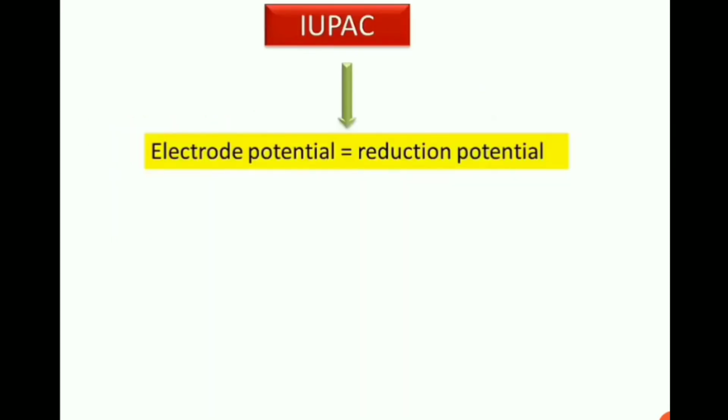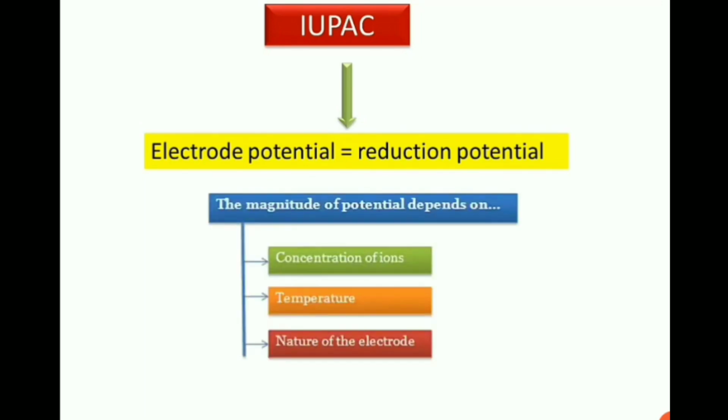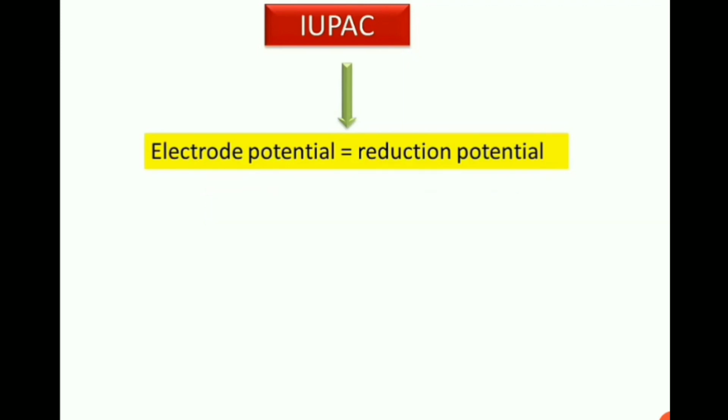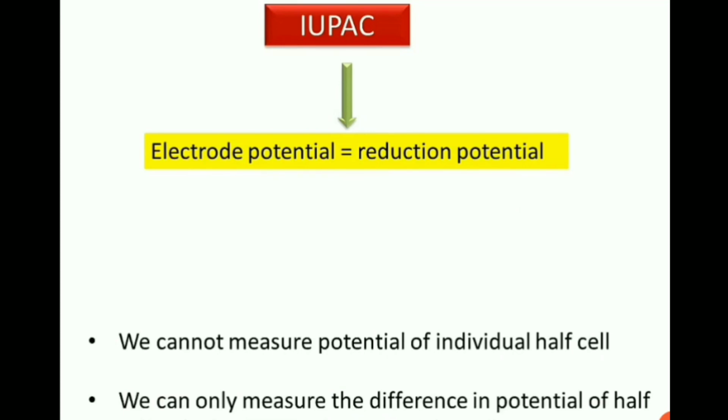On the basis of IUPAC recommendation, reduction potential is taken as electrode potential. The magnitude of electrode potential depends on the concentration of ions, temperature and nature of the electrodes. An important point you should remember is that we cannot measure the individual half cell electrode potential directly. We can measure the difference in half cell potential.